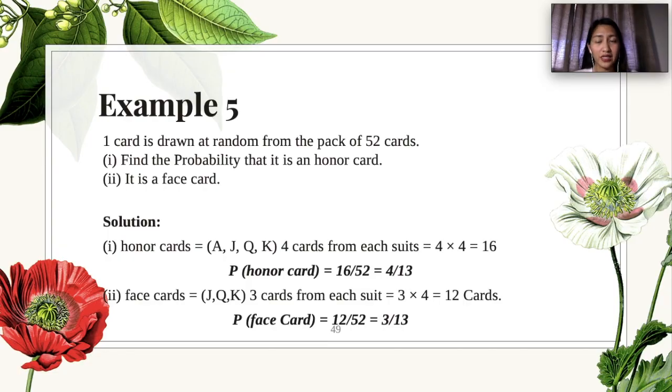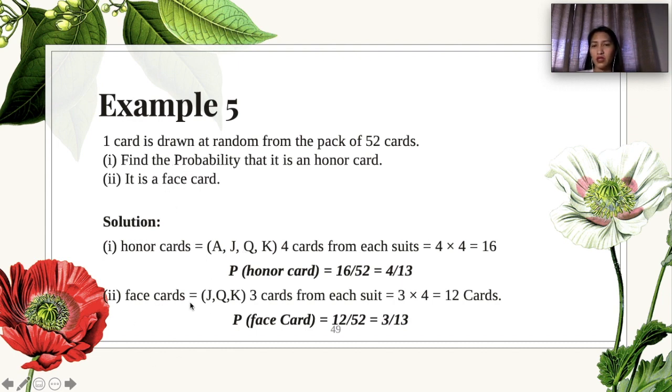Here is our last example. 1 card is drawn at random from a pack of 52 cards. So, una, find the probability that it is an honor card. And then second, it is a face card. So, ang honor cards natin ay Ace, Jack, Queen, and King. So, 4 cards from each suit. So, that is equivalent to 4 times 4 is equivalent to 16 kasi may 4 kang symbols. So, the probability of getting honor card is 16/52 or 4/13.